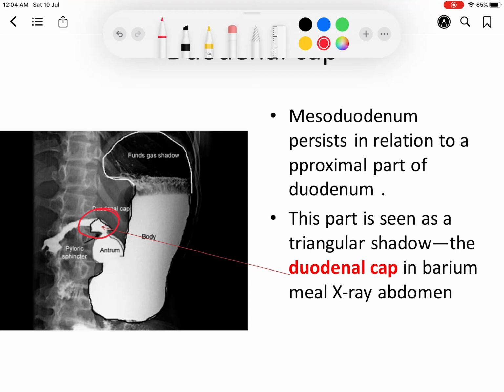And why is the duodenal cap seen? Because in this part the fold of peritoneum, that is the mesoduodenum, will persist in this part of the duodenum and is seen as a duodenal cap in barium meal.